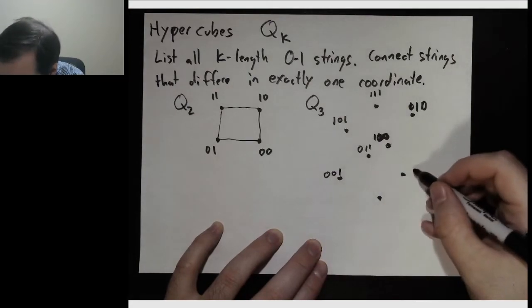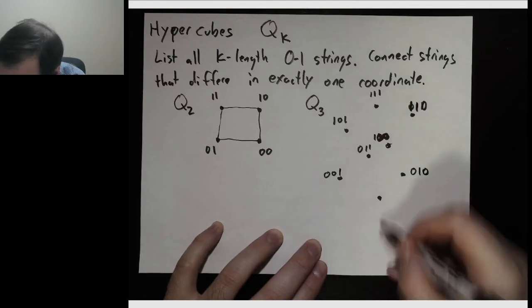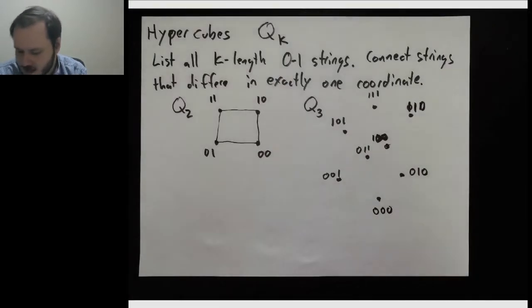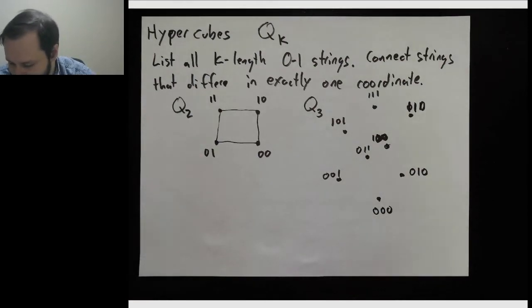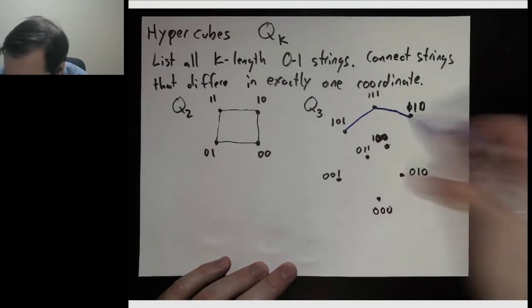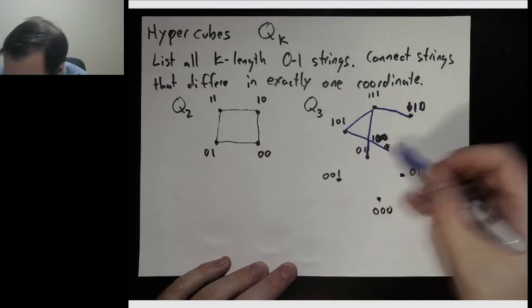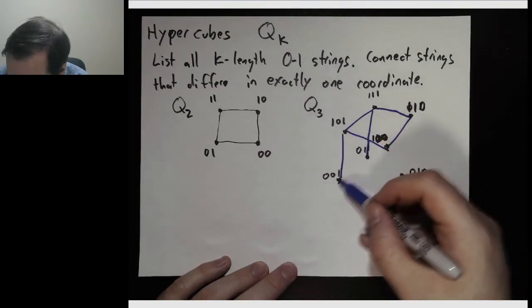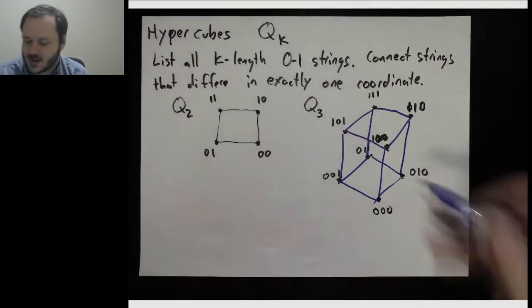Trying to accomplish something in particular here. So this is 1, 1, 0, 0, 1, 0, and 0, 0, 0. And right now it just looks like a giant mess. But when I add in the edges, I differ by 1 coordinate here, and 1 coordinate here, and 1 coordinate here. And these two differ in 1 coordinate. And I differ, differ, differ, differ, differ, differ, and differ. And I have a cube.